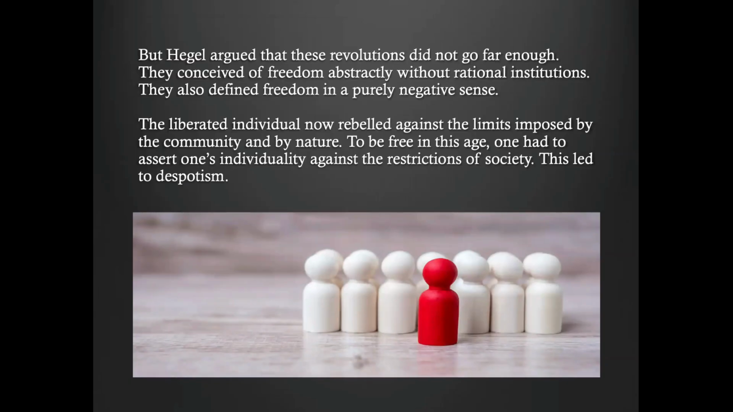They conceived of freedom abstractly without rational institutions. They also defined freedom in a purely negative way. Like my freedom is just the absence of constraint. The liberated individual now rebels against the limits imposed by the community and by nature. To be free in this age, one had to assert one's individuality against the restrictions of society. And this led to despotism.